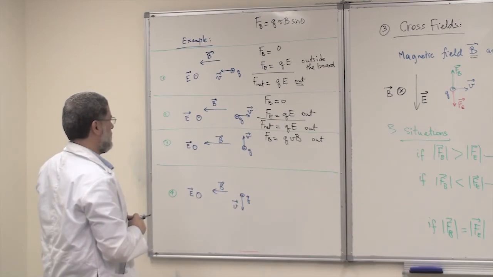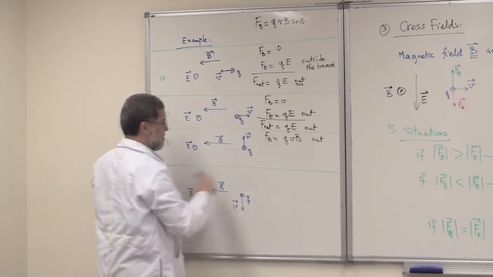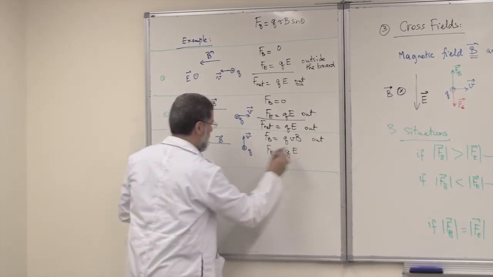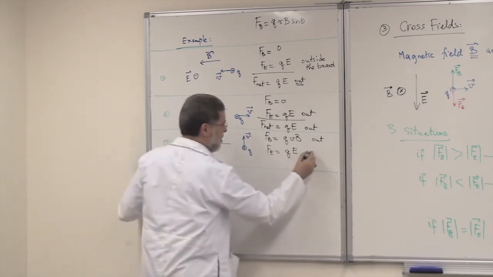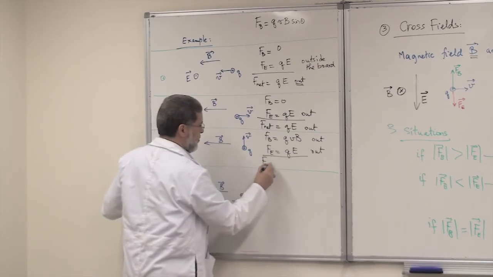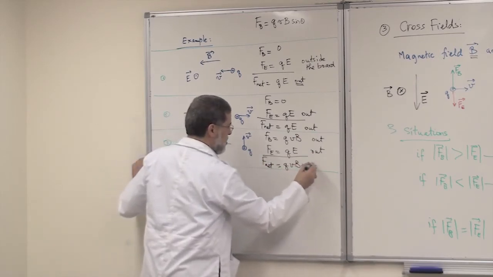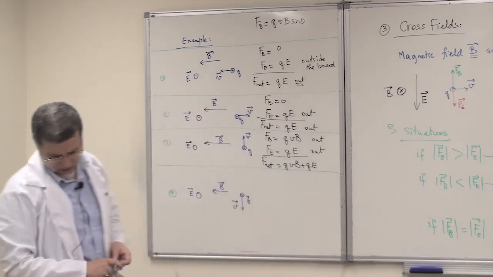Outside the board, okay? Now, look at the electric force. Fe is Q times E. But because the charge is positive, it will be in the same direction as E, which is out. So the force will be out. So what will be F net here? F net will be QVB plus QE, because both of them are out, so you add them, okay? You have to add both of them in this case.